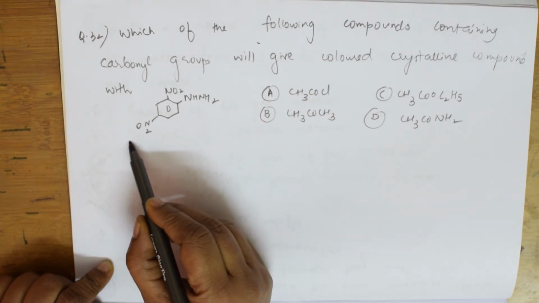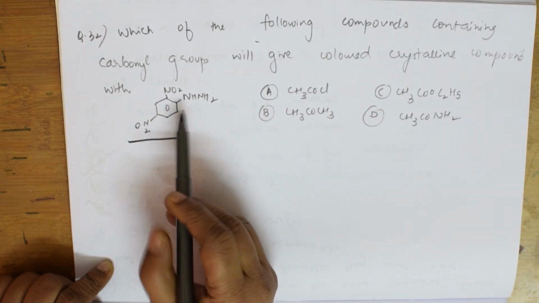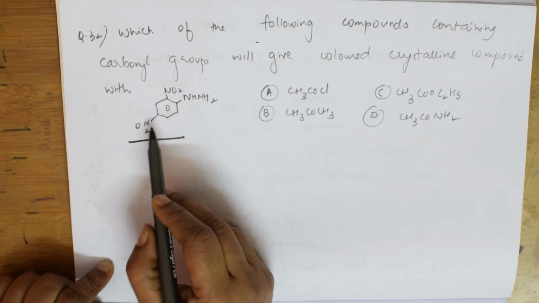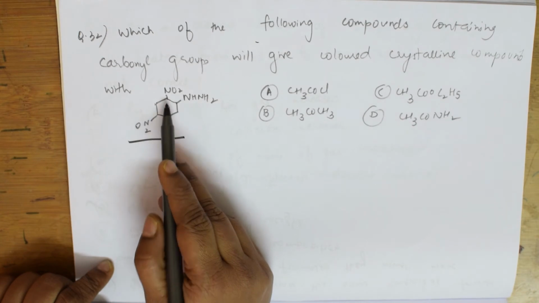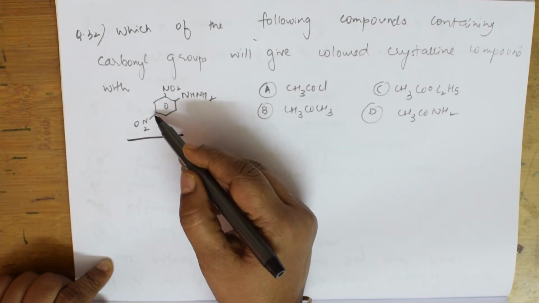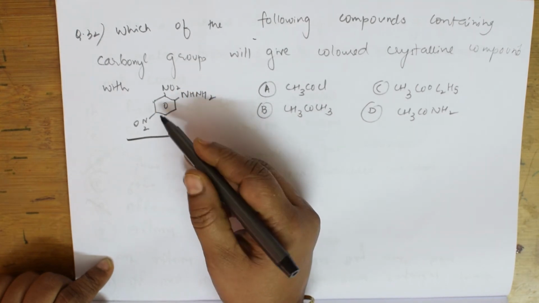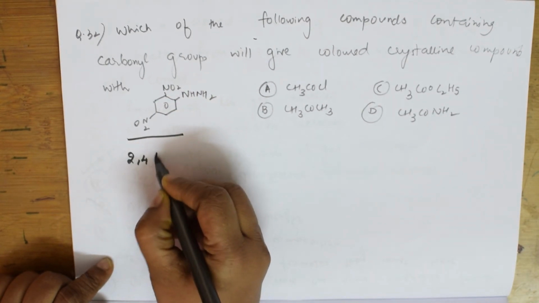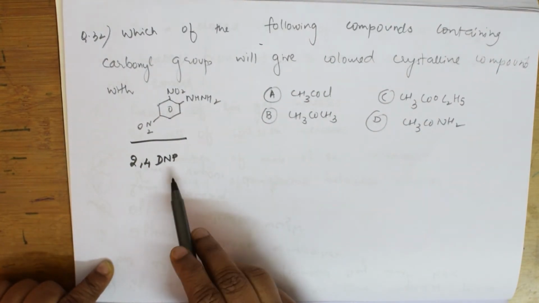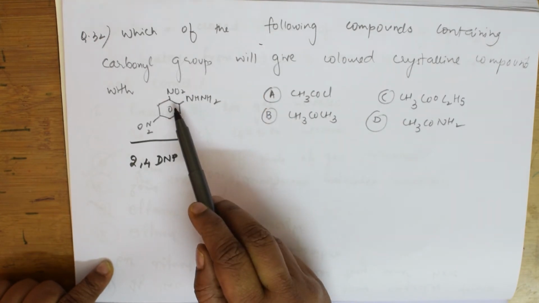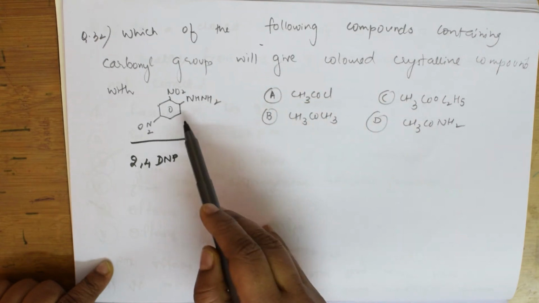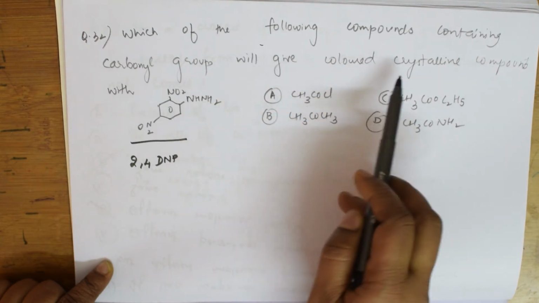So here they've given one compound. What is this compound? Basically this is 2,4-DNP, isn't it? This is hydrazine at the first position, and at the second and the fourth position you have a nitro group. So basically this is 2,4-dinitrophenylhydrazine. Now they said that among all these carbonyl compounds, which compound will react with this 2,4-DNP and give a colored crystalline compound?